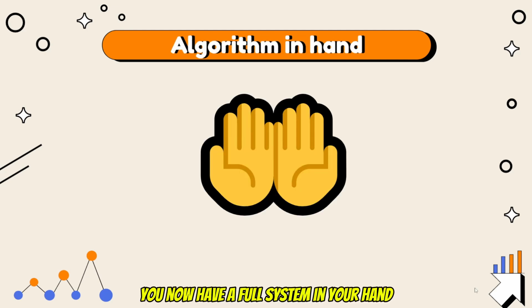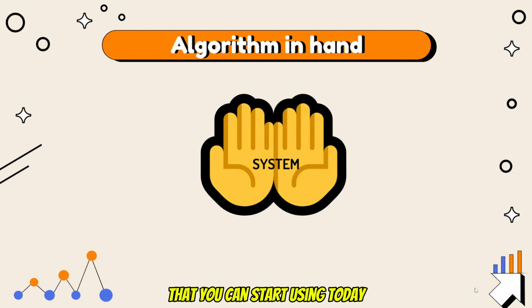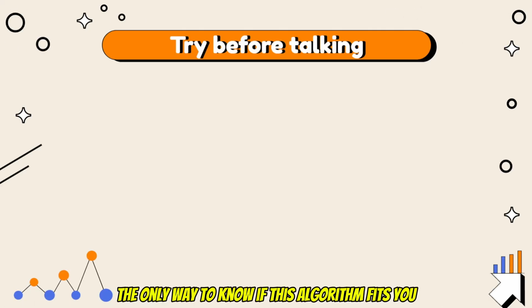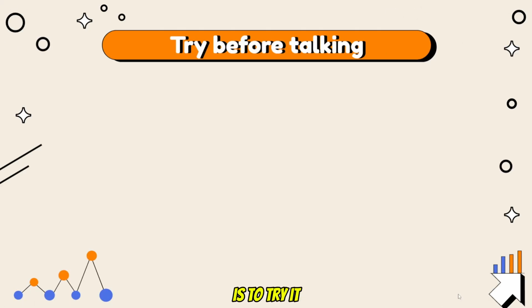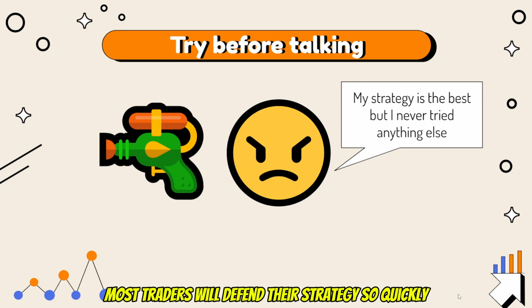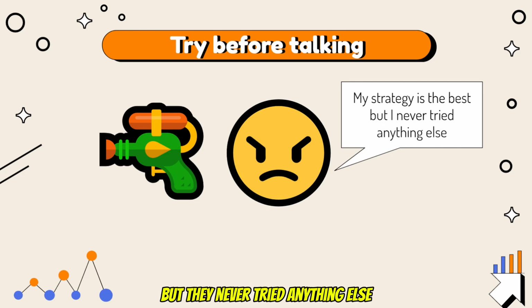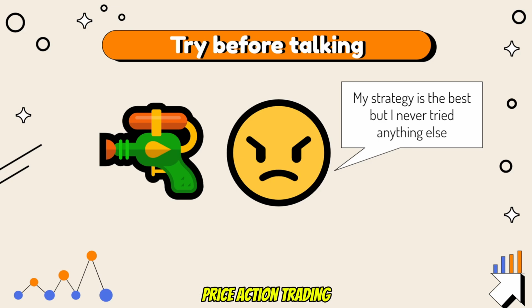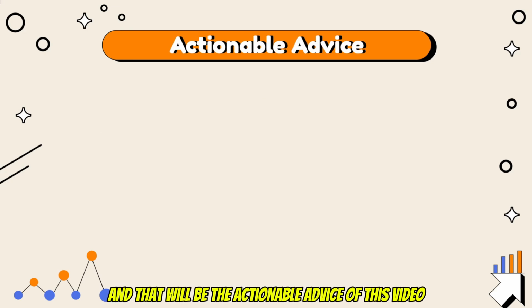You now have a full system in your hand that you can start using today. It might sound stupid, but if you can follow a simple set of rules, you can trade for a living. I truly believe so. The only way to know if this algorithm fits you is to try it. Most traders will defend their strategy so quickly, but they never tried anything else. I tried both methods, and you guys already know where I stand for price action trading. And that will be the actionable advice of this video.